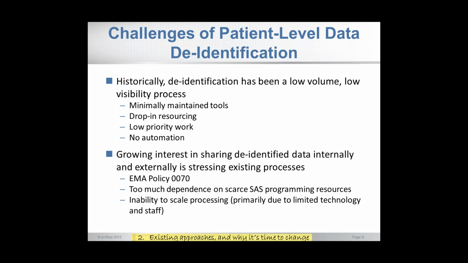Some of it is related to dependence on what are already scarce SAS programming resources in most organizations. And in general, an inability to scale the processing, whether it is due to technology or staff or time in the day. So all of that is really creating a challenge in the delivery of clinical trial or de-identified clinical trial data.